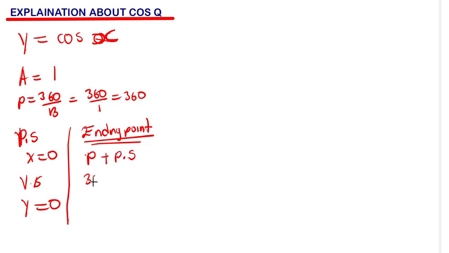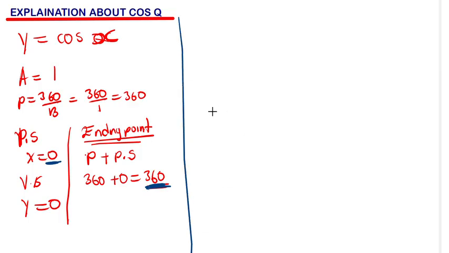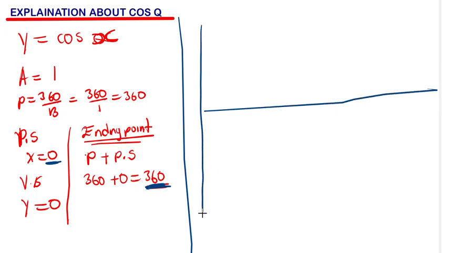What's the period? 360 plus 0. Then the answer is 360. So it is telling me that the graph will start from 0 and it will end on 360. Just one cycle. That's what it means. Not 2 cycles, but 1 cycle. It will start from 0 and it will end on 360. So we need to divide these into 5 points.